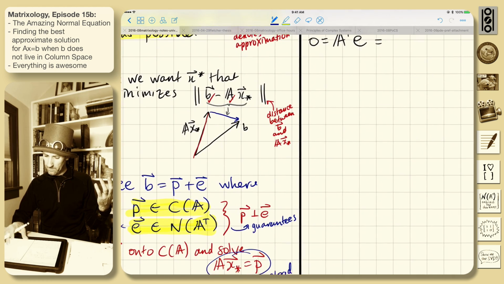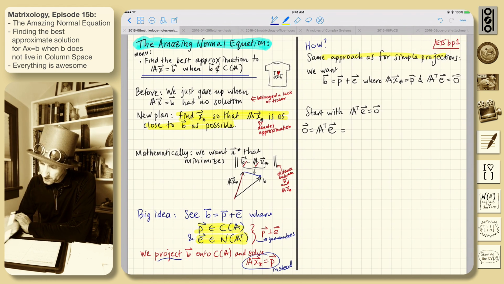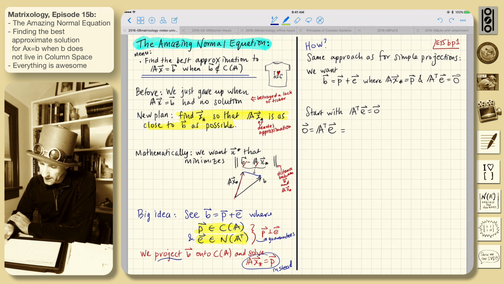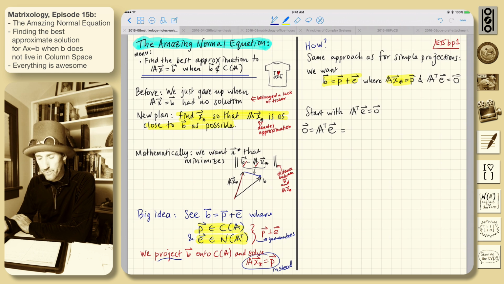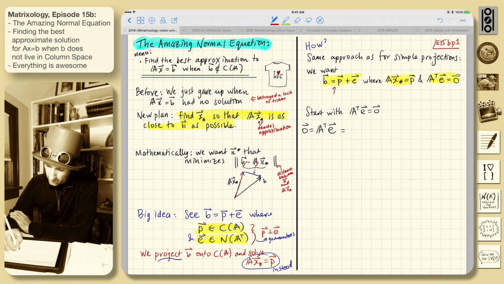Okay, so let's do it. It's the same approach as for simple projections onto a line. So we want b to be P plus E. We need this to be true. And we need this to be true. So let's give them numbers, I guess. This is 1, this is 2, and this is 3.